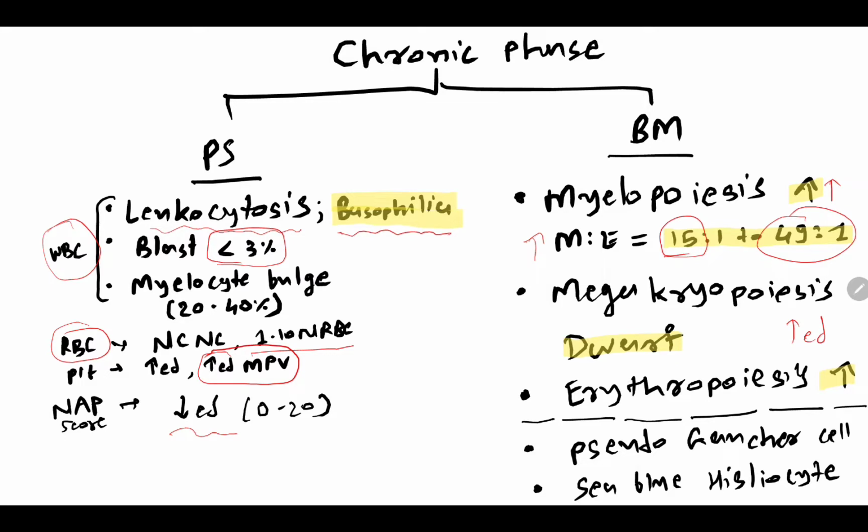Then the erythropoiesis is also increased, but it is less compared to myelocytes, so the M:E ratio will remain increased. Other cell findings which are seen in bone marrow are the pseudogranulomas, pseudo-Gaucher cells, and the sea-blue histiocytes.